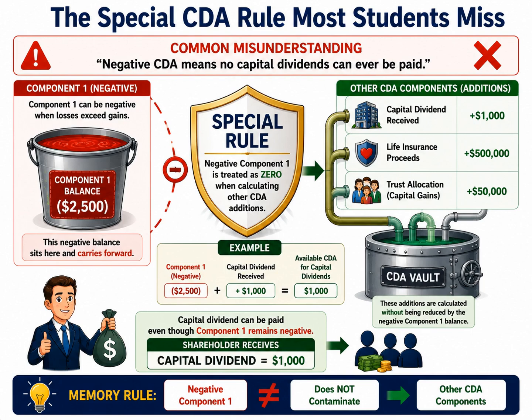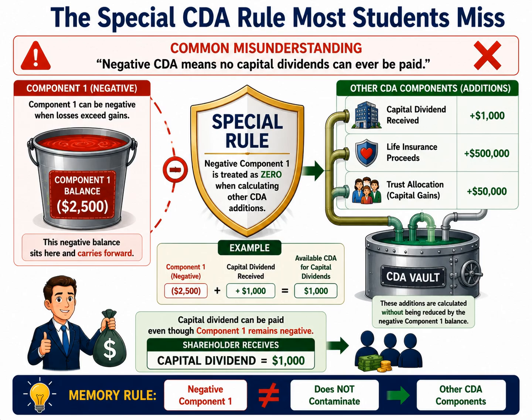Think of the shield in the center of the slide as a protective barrier. The negative component 1 balance stays on one side. Meanwhile, other CDA generating transactions continue to function normally on the other side. For example, suppose the corporation receives a capital dividend of $1,000 from another corporation. Or perhaps it receives life insurance proceeds, or a trust allocates qualifying capital gains to the corporation. All of these additions can still create CDA, even though component 1 remains negative.